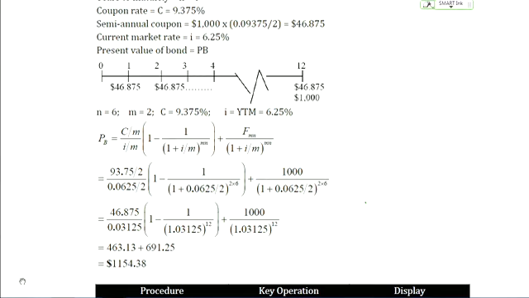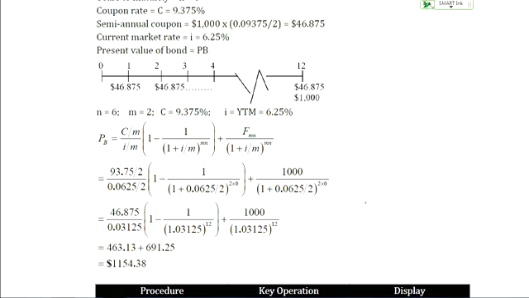So if you look at the solution, that's exactly what I've just explained to you, right? Nothing different at all. And when you calculate, we all agree that it's going to be sold at premium. And the answer is 1,154.38. Okay? You simply apply the formula and you get the answer here.